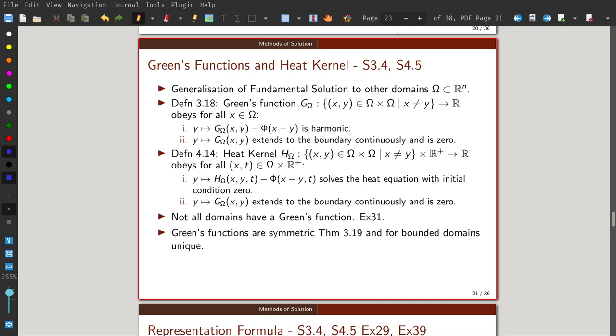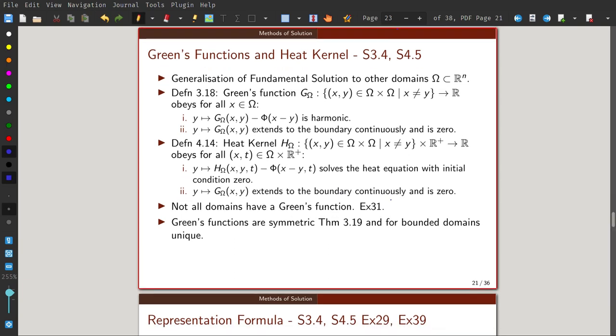Okay. It should be important to note that not every domain has a Green's function. So in example, so in exercise 31, sorry, this is again this punctured ball of radius 1 maybe. This domain does not have a Green's function.